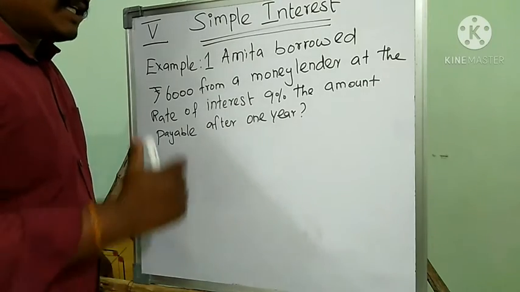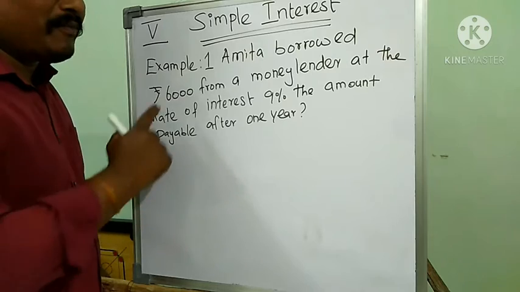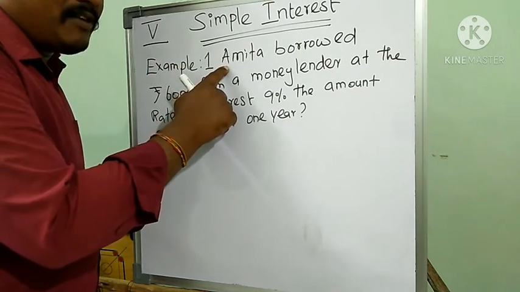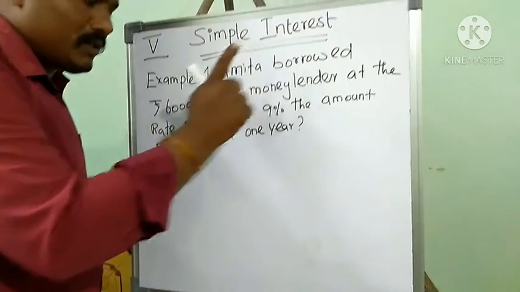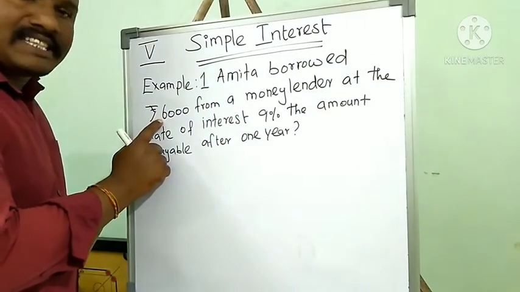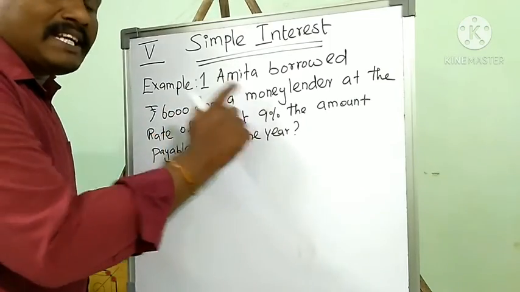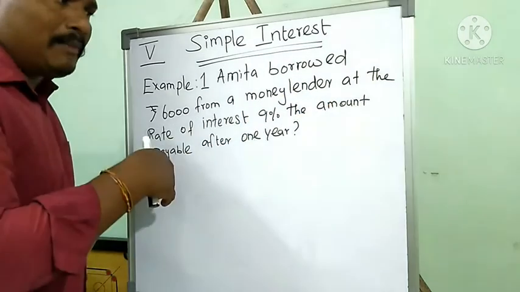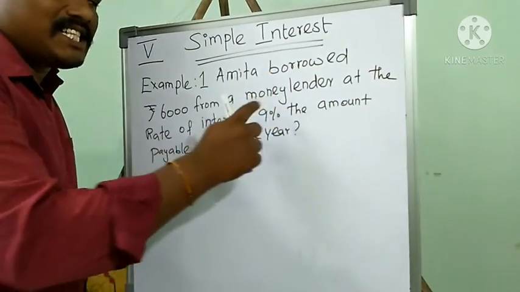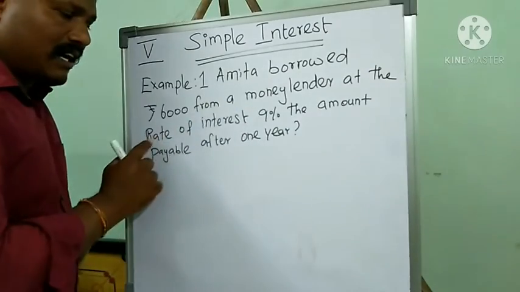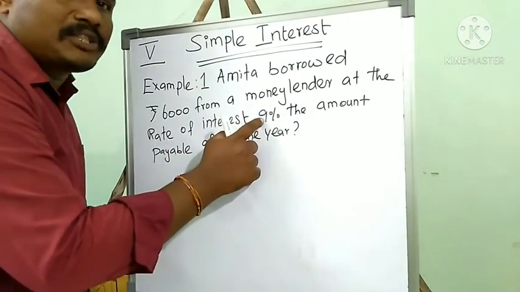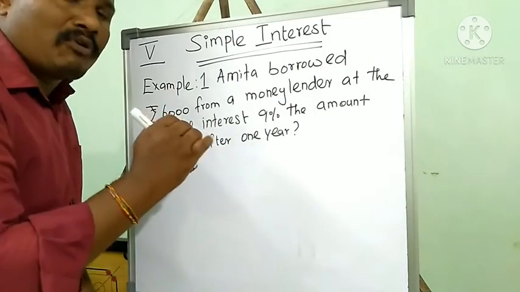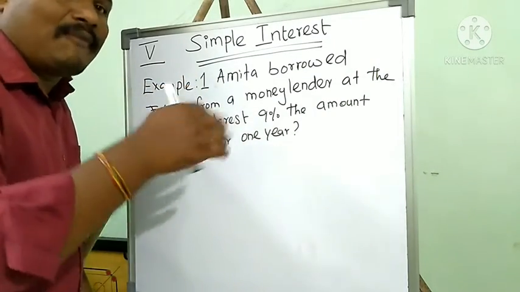Okay students, let me talk about some examples. Example 1, simple interest. We need to find the simple interest. The situation: Amita borrowed 6,000 rupees from a money lender, the person who gives the amount to Amita, at the rate of interest 9%. We need the amount payable after 1 year. So how much amount does Amita have to pay after 1 year?